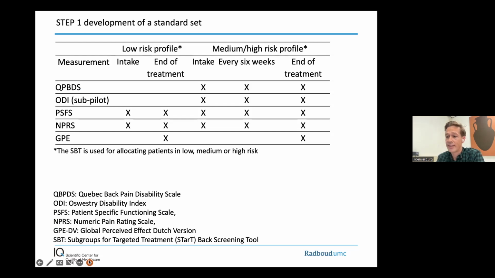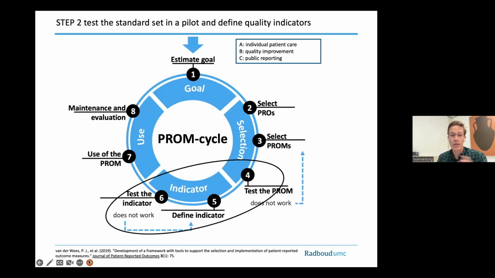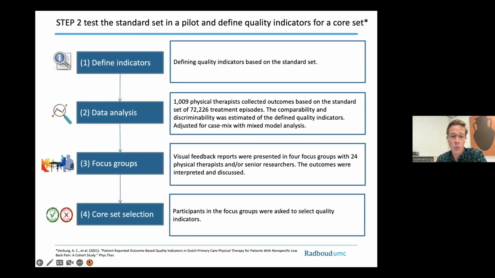And with this standard set, we came to the second step of the PROM cycle, namely testing the patient-reported outcomes, define indicators, and test indicators. For that step, we also performed different steps. First of all, we defined indicators based on the standard set.